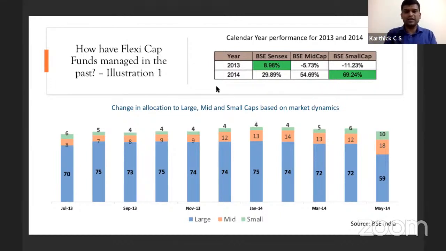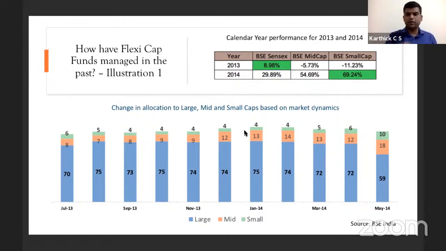So if you are the fund manager, or if you are to manage your own money, what is the ideal scenario you should have followed? Have lower allocation to small cap in the year 2013, higher allocation to large cap. But as you move towards 2014, you slowly see the trend reversing. Had you increased the allocation to mid and small cap, your overall portfolio performance would have picked up. That's what the table on the upper side tells you.